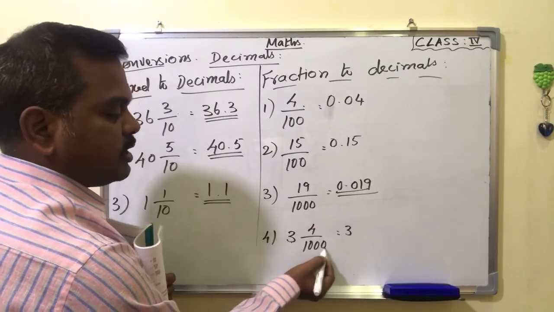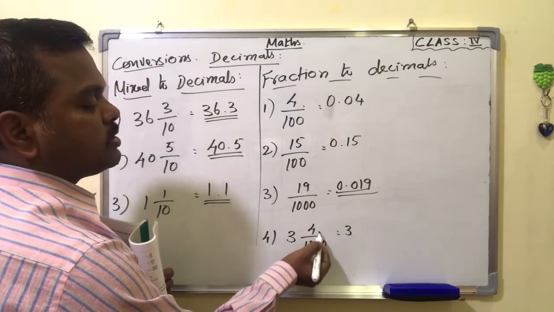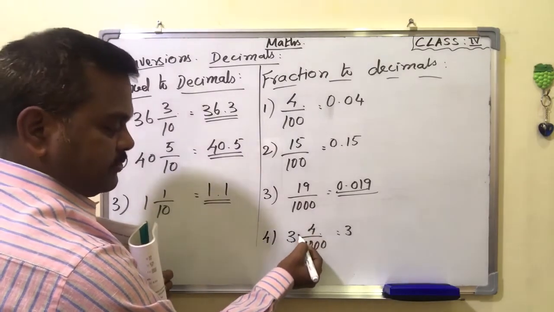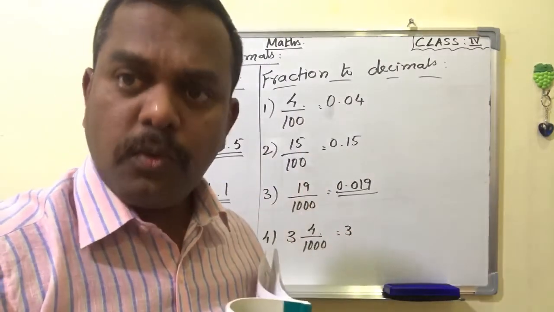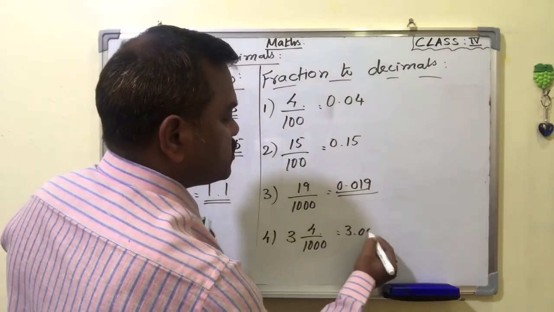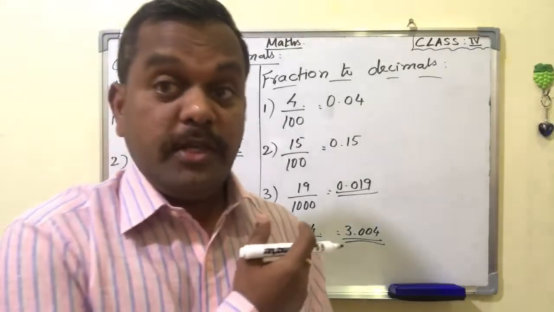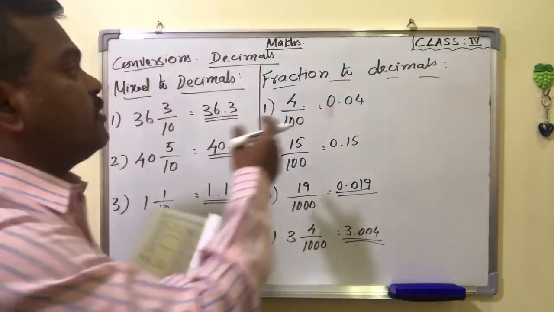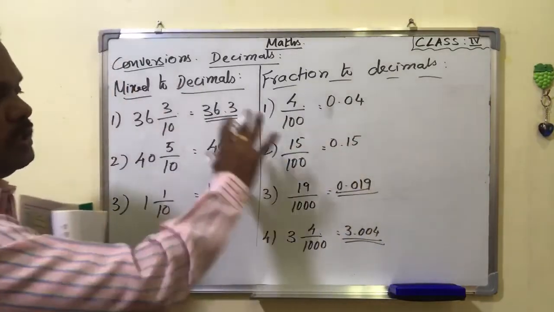How many zeros are there? 3 zeros. You have to move this point. Already one point is there. You have to move this point 3 decimal places to the left side. But here there is only 1 place. What can we do? Add 2 zeros. So 0.004. The answer is 3.004. So this is the way you have to convert mixed numbers into decimals. Fractions into decimals and mixed numbers into decimals.